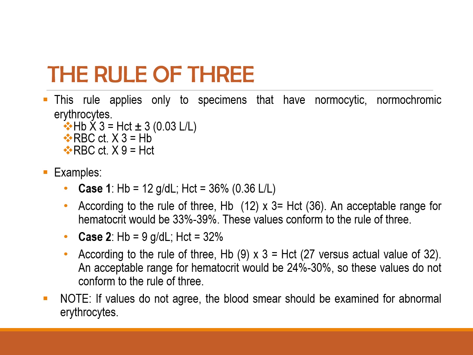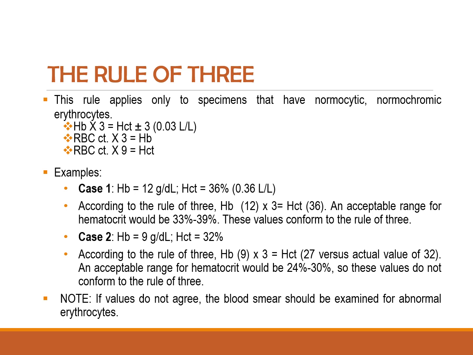For example, in case 1, the patient's hemoglobin is 12 grams per dL and the hematocrit is 36%. If we want to apply the rule of 3, we are going to multiply the hemoglobin value of 12 by 3, and the answer is 36. An acceptable range for hematocrit would be 33% to 39% if we subtract and add 3 from the hematocrit result. These values conform to the rule of 3.